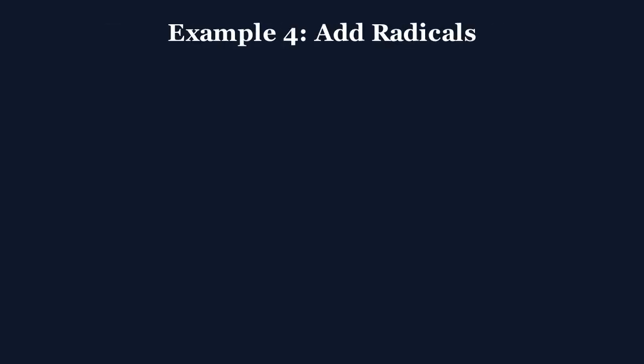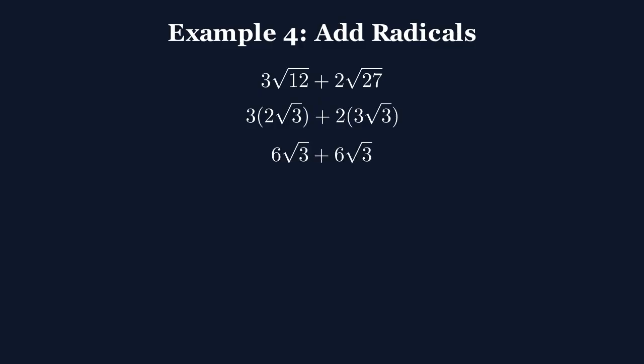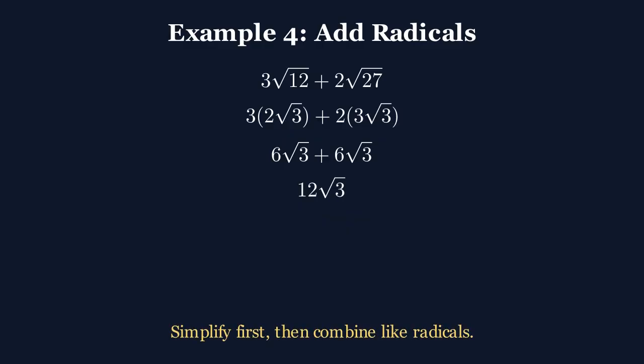Example 4. Add 3 square root 12 plus 2 square root 27. First simplify each radical. Square root 12 is 2 square root 3, so 3 square root 12 becomes 6 square root 3. Square root 27 is 3 square root 3, so 2 square root 27 becomes 6 square root 3. Add them to get 12 square root 3.